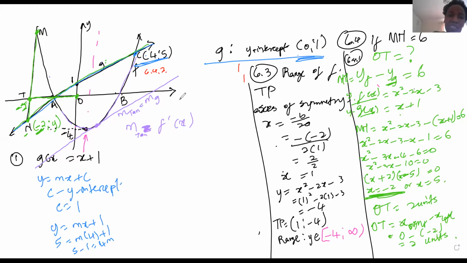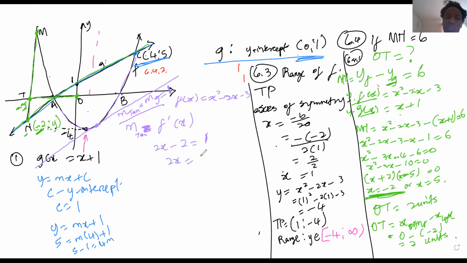And what is this function? We said f at x was given as x squared minus 2x minus 3. So the derivative here is going to be 2x minus 2, right? If you don't know how to do a derivative, we can talk after this. But we know the gradient for this line is equal to the gradient for g, and the gradient for g is 1. So that means this is equal to 1.